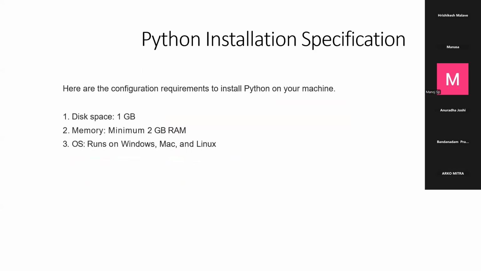So how to install Python and what is the minimum configuration you need? You should have at least around 2 GB of RAM, and disk space not very much, 1 GB of free disk space. It can be installed on Windows or Mac or Linux, any operating system. I'll show you both how to install it on Windows and how to install it on Linux.